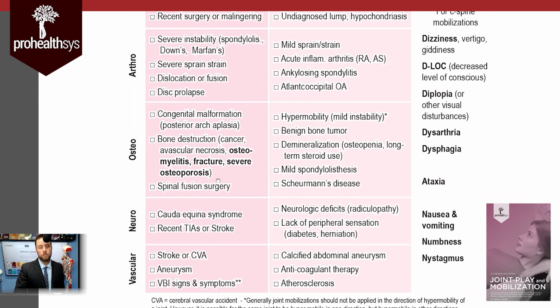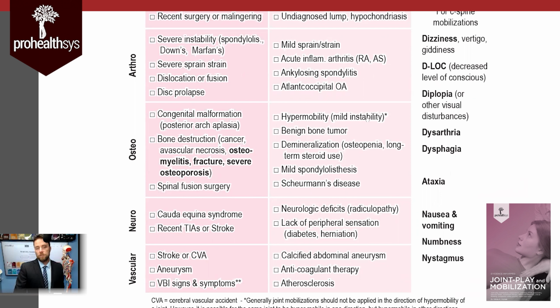Absolute contraindications. Spinal fusion. You are not going to hammer away on somebody who's had spinal fusion thinking you're going to improve their range of motion. You are going to cause failure of their hardware, and you will be liable for that failure because you're pushing on them too hard.